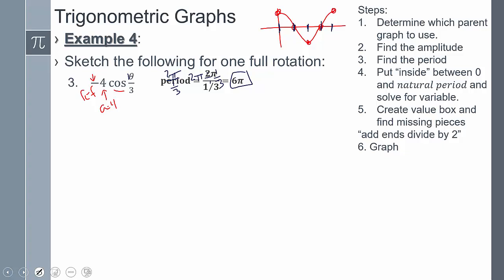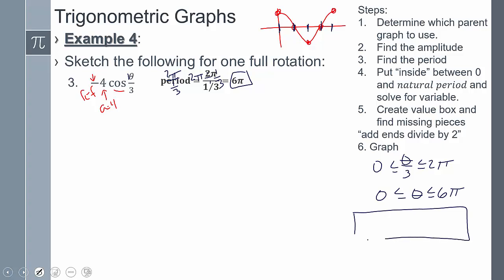So now doing the box, I take my theta over 3, I put that between 0 and 2 pi, multiply everything by 3, so I get 0 is less than or equal to theta, which is less than or equal to 6 pi. Create my box. Starts at 0, ends at 6 pi. So immediately I know that this is 0, I know that this is 6 pi. Add them together, divide by 2, you're going to get 3 pi.